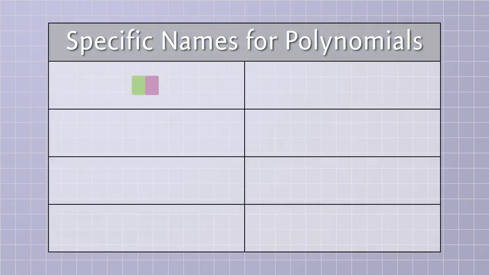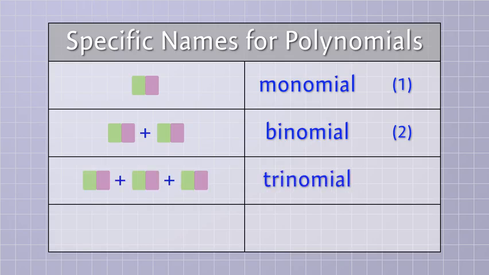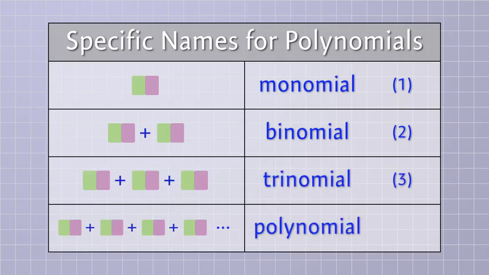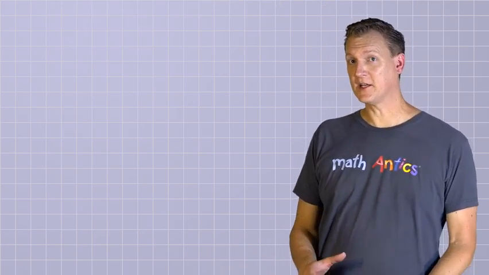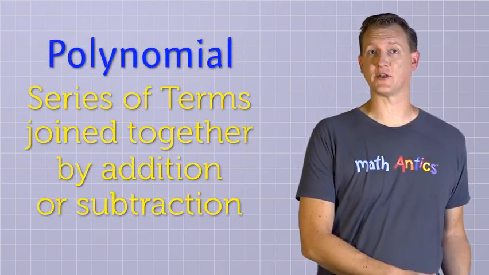If there's only one term, which isn't really a chain, then we call it a monomial, because the prefix mono means one. If there's just two terms, then we call it a binomial, because the prefix bi means two. And if there's three terms, then we call it a trinomial, since the prefix tri means three. Beyond three terms, we usually just say polynomial, since poly means many. And in fact, it's common to simply use the term polynomial even when there are just two or three terms. Okay, so that's the basic idea of a polynomial. It's a series of terms that are joined together by addition or subtraction.